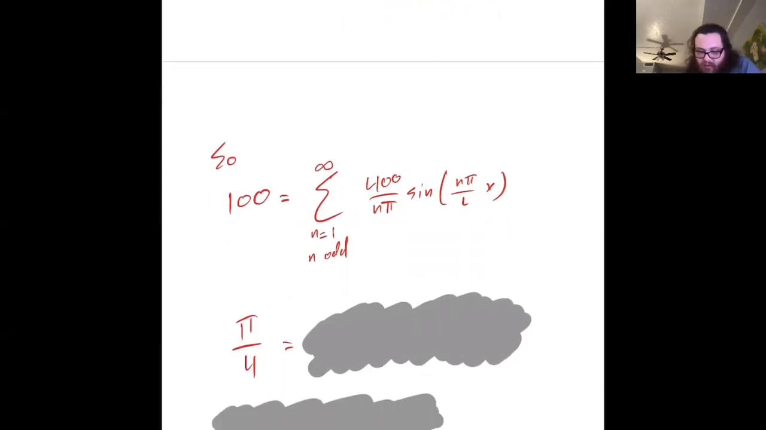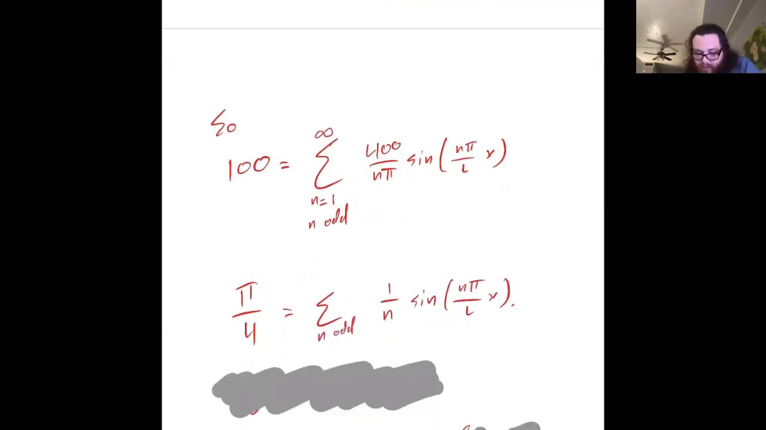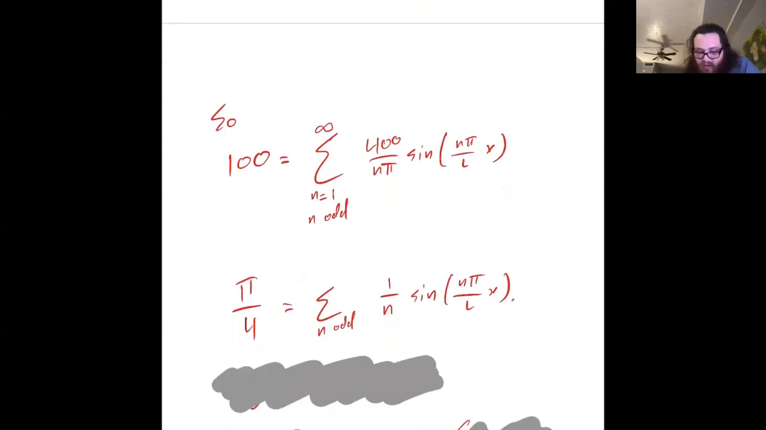Okay. So move 400 over pi, move that over there. Hundreds are going to cancel. We're going to be left with pi over 4. And then what's left over here? Well, this is going to be the sum over n odd with 1 over n sine of that thing.